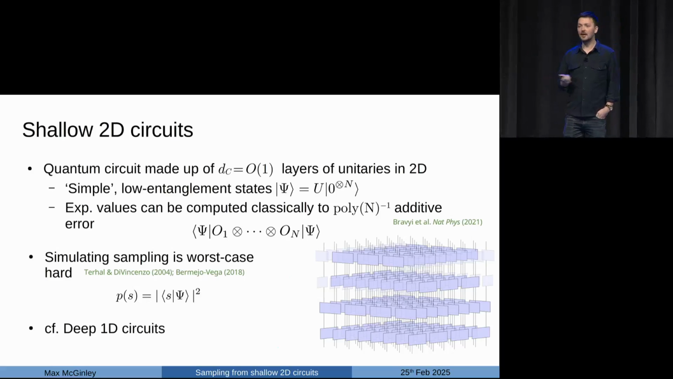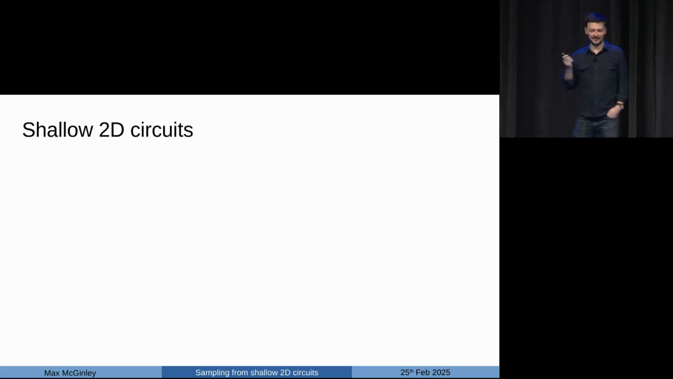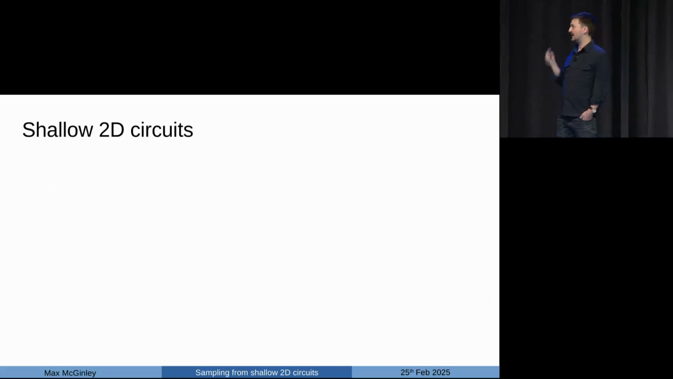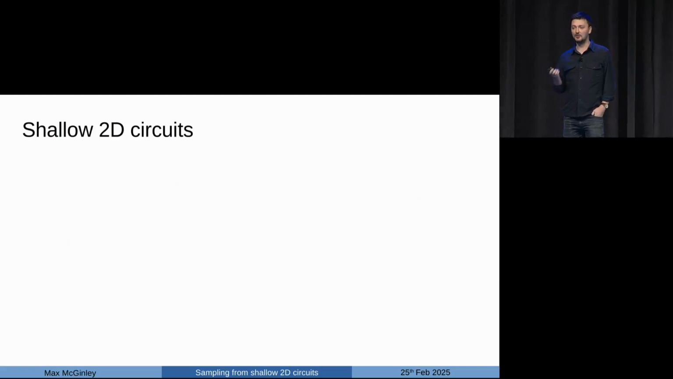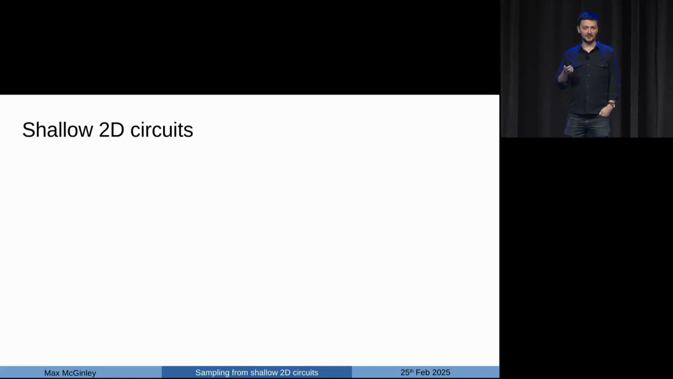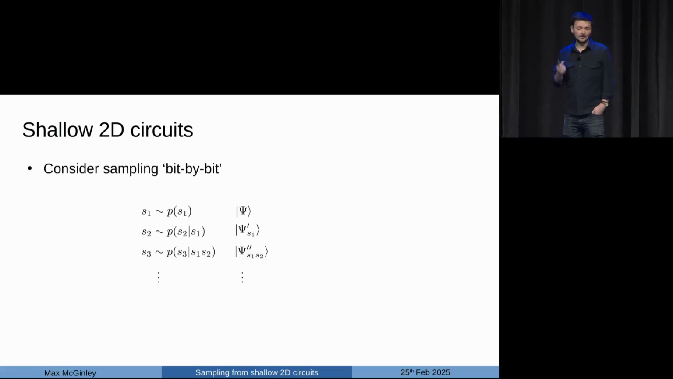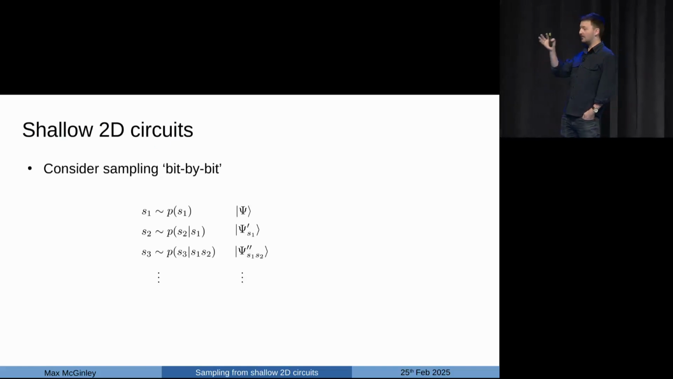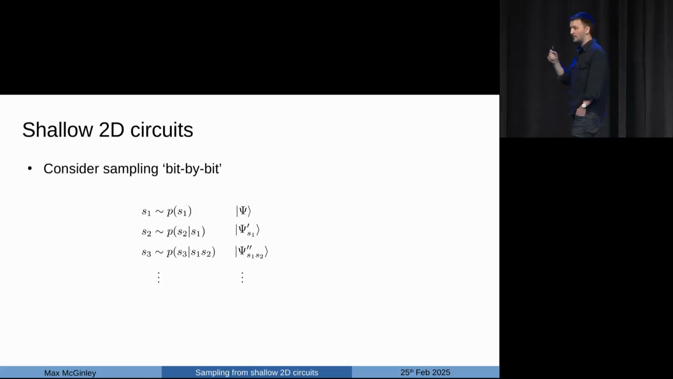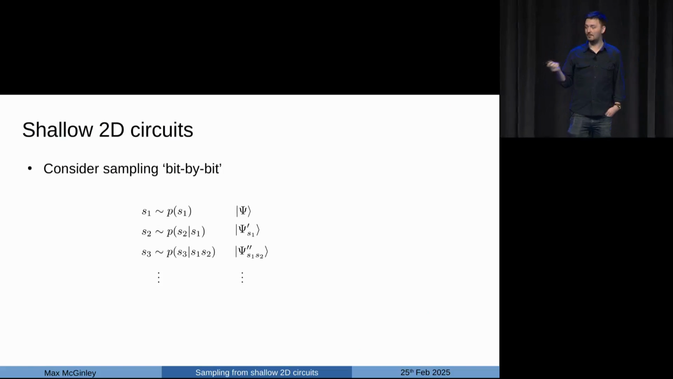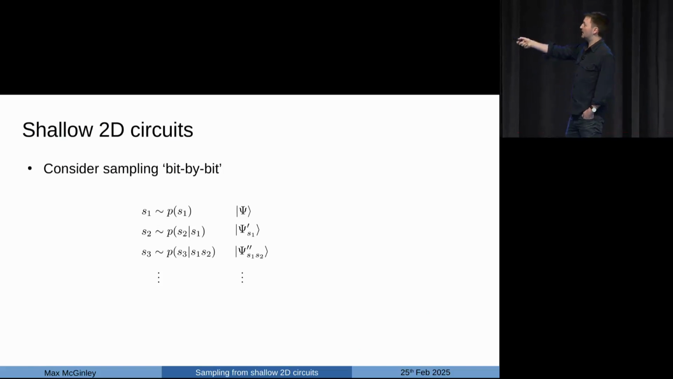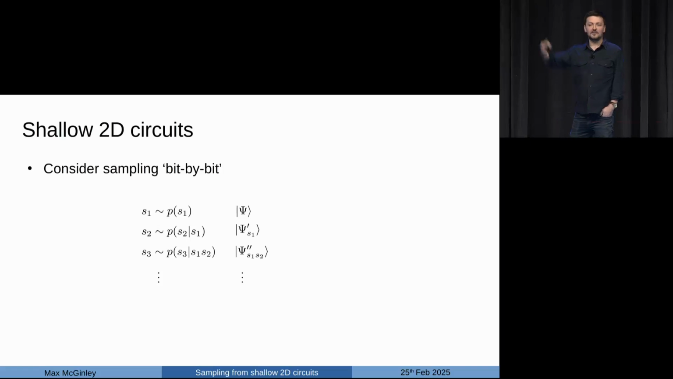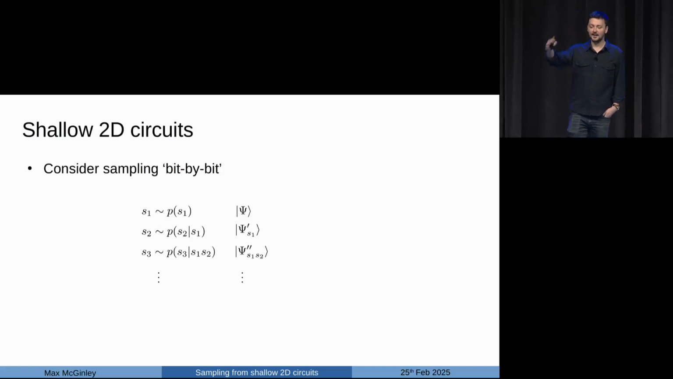OK, so why is that physically? Why are these 2D circuits, even in the constant depth regime, hard to sample, even though we have some very strong control on representing those states? So I'd like us to consider what happens when we consider this sampling problem bit by bit. So I can look at the first qubit and look at the distribution of outcomes of bits on that qubit. It will be distributed according to P of S1 here. And that's just some function of the original state psi.